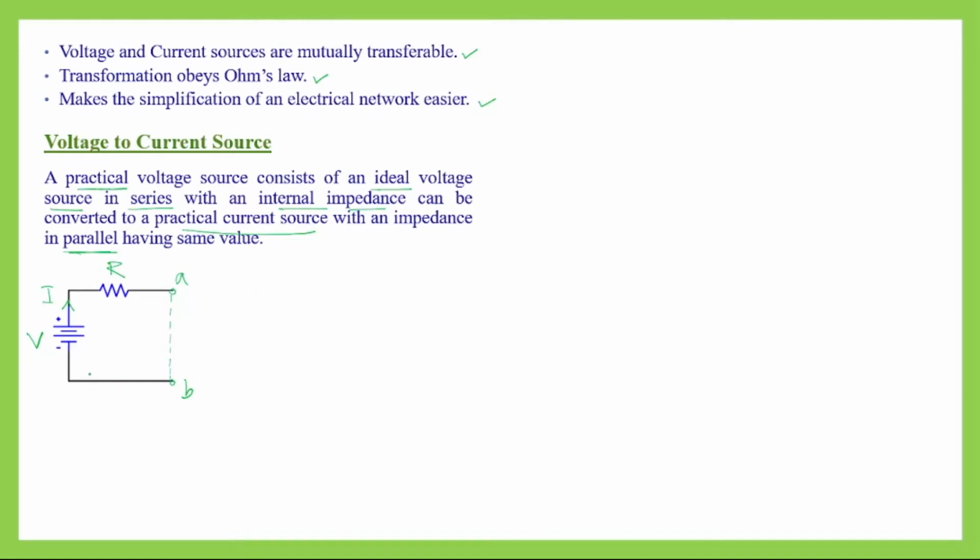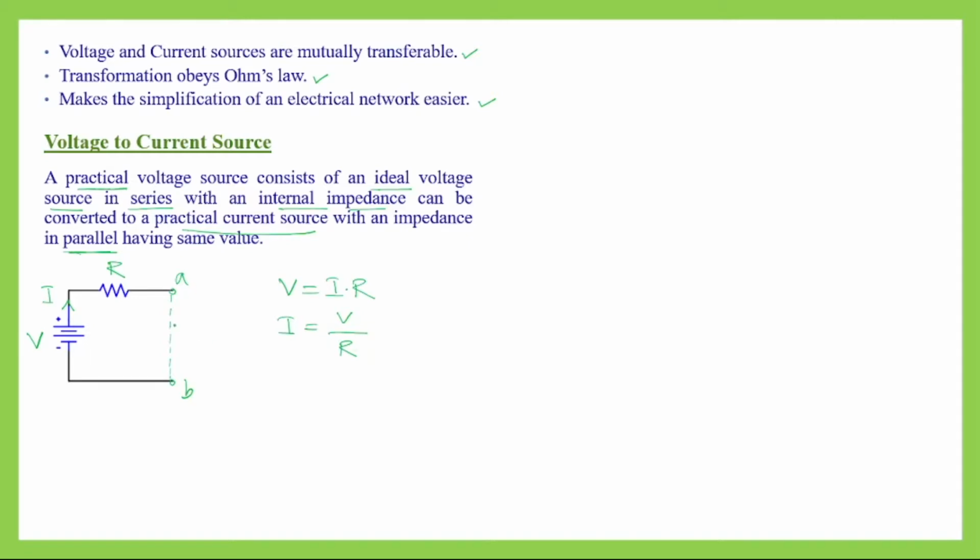The current supplied by the voltage source, if the value is I, since this is a purely resistive circuit, it will obey Ohm's law, and from that law we know that V is equal to I into R. So the current that flows through this circuit will be V by R.